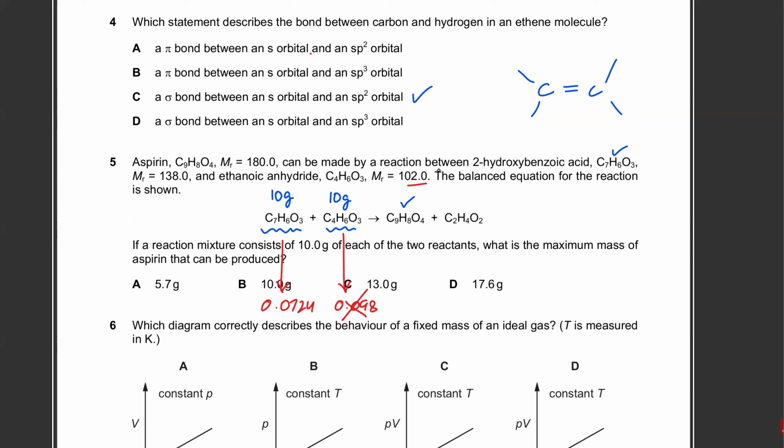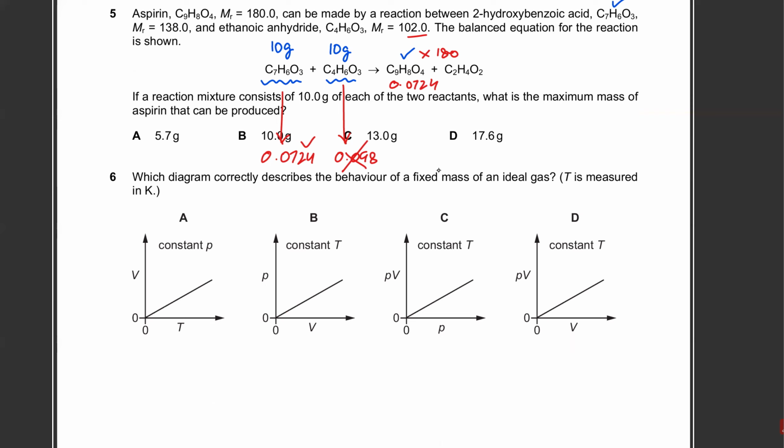So you never use the excess moles; you're going to use the limiting reactant. So that's the same number of moles. And they gave the MR as 180, so the mass would be number of moles times MR. So that's 0.0724 times the MR. That should be 13 grams. Okay, so that's C.